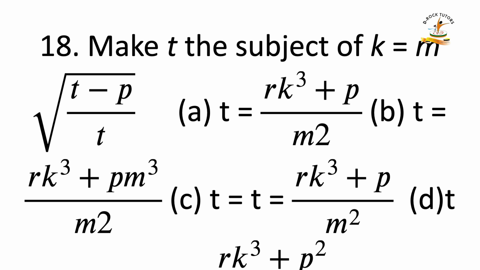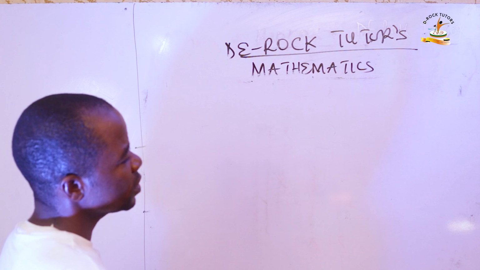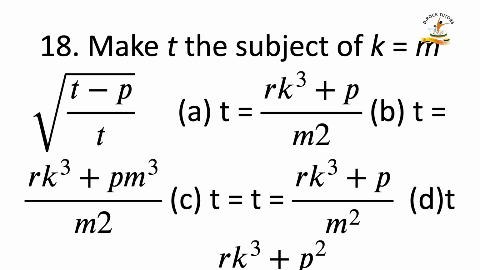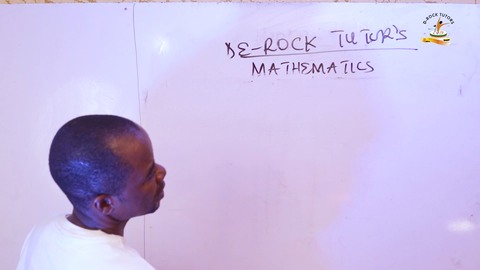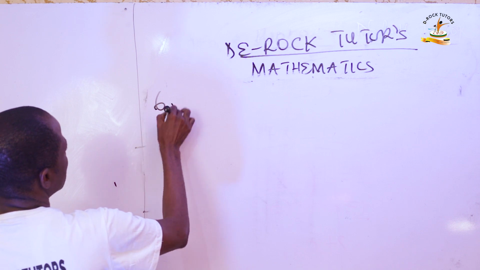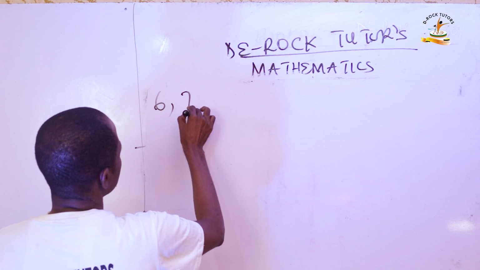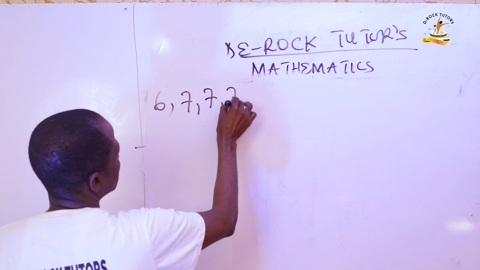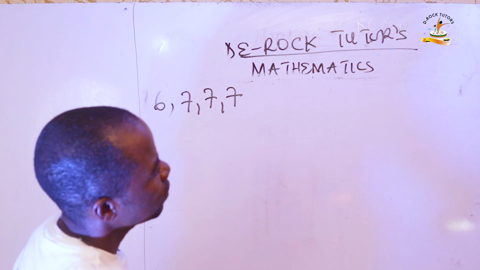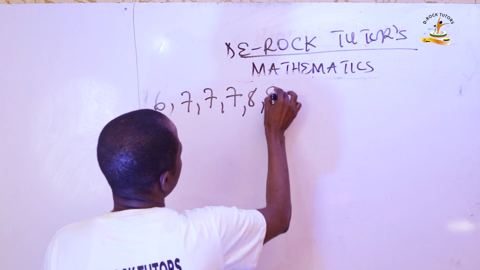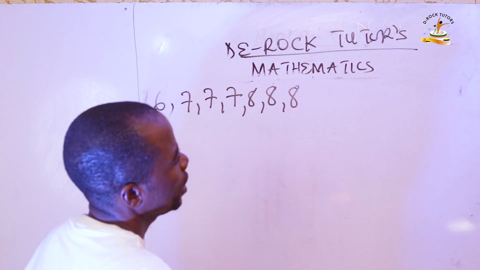Number 18 expects us to find the first quartile of this set of numbers. The very first thing we need to do is to arrange them either in ascending order or in descending order. Let's go with ascending order, starting from the lowest one there. That is 6. After 6, we have 7. There are 3 7s. That's 7, 7, 7. After that, we have 3 8s as well. That's 8, 8, 8.